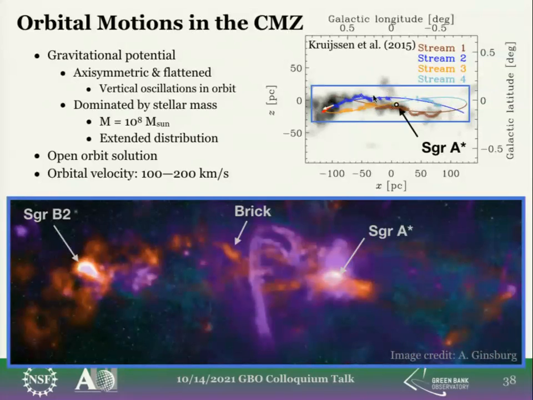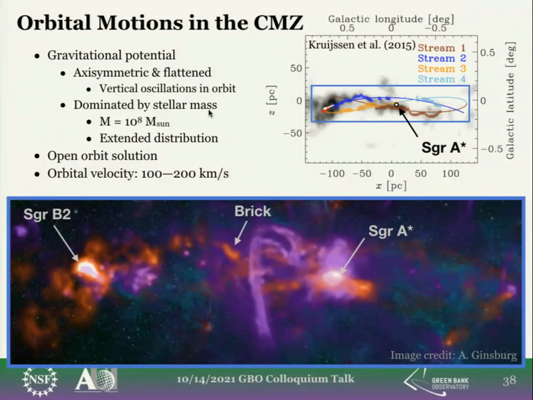Okay, so just a little bit of background about their orbital model. They argue that the gravitational potential is axisymmetric and flattened. So how do they know this? Well, when you're looking at this plane of the sky observation of the galactic center, you can see that the reason why there's this twisted ring-like structure is because you have these vertical oscillations in the orbit. And so that suggests that the gravitational potential is axisymmetric and flattened.